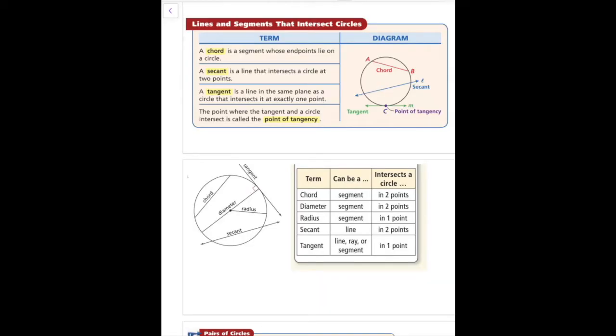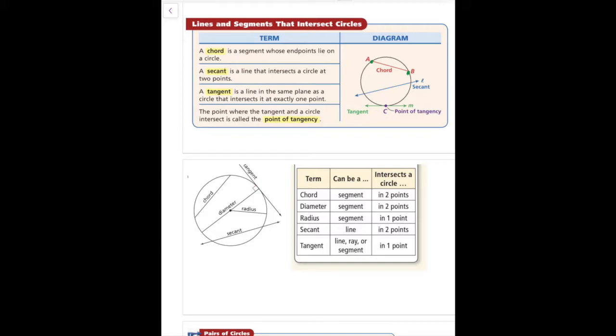So in this lesson, we are going to talk about lines and segments that intersect circles. You already know some of the lines and segments that intersect circles. The first one is a chord. A chord is a segment whose endpoints lie on the circle. So for example, on the figure you have A and B, and if you join any 2 points on the circle, it is a chord.